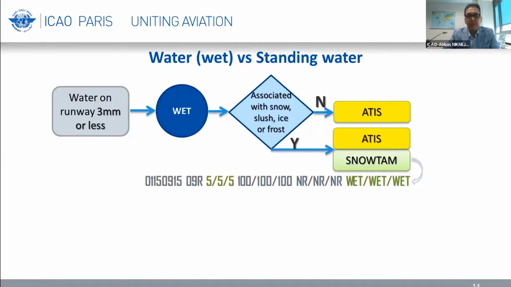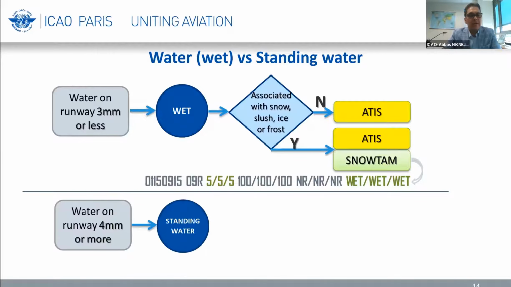As you can see, a simple example of a wet runway Snowtam is on the screen, and also ATIS is always an alternative. You can see here that when the runway is just wet, you put runway condition code 555, the first green group of digits, and then wet would be the runway condition description.